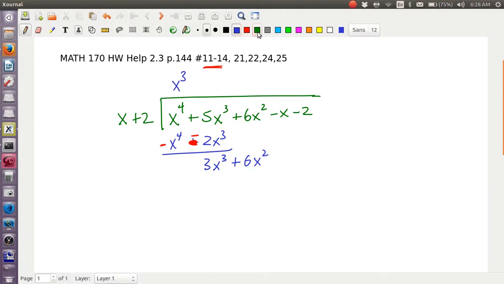Okay, then we go back to asking how many times does x go into 3x cubed? And the answer is 3x squared. You do that multiplication. And this thing is 0. So because we subtract, change the signs if you want. Okay, there we go. But then what's cool is you get minus x minus 2 comes down.